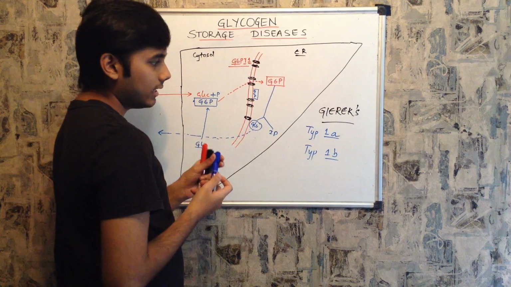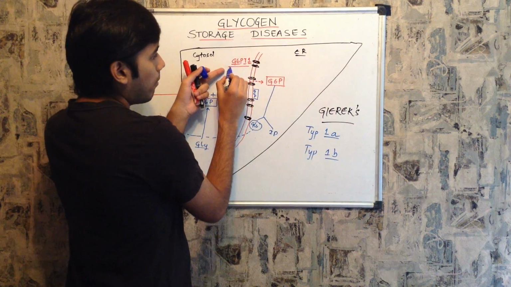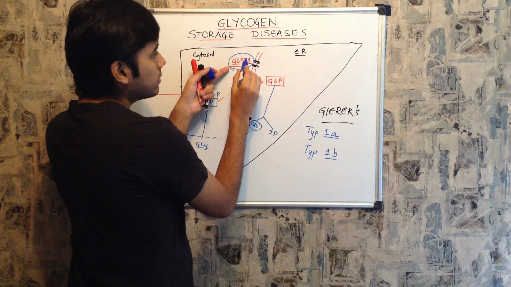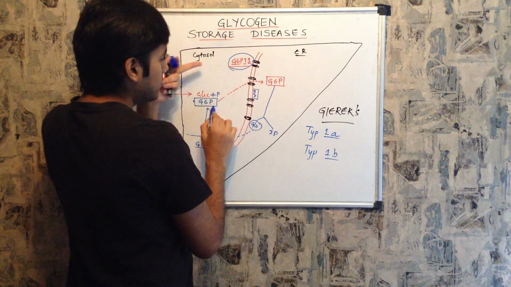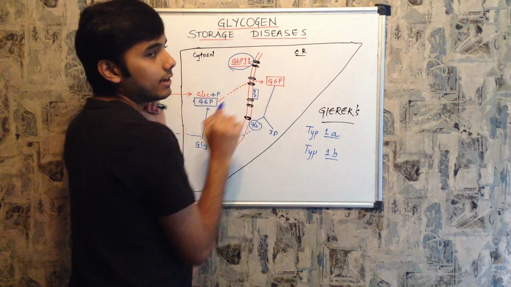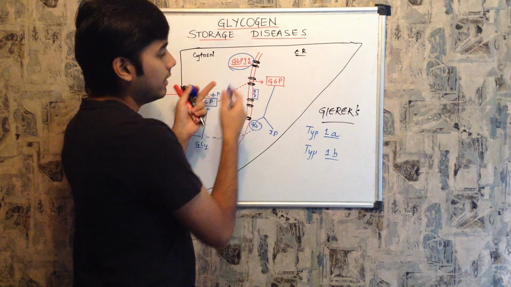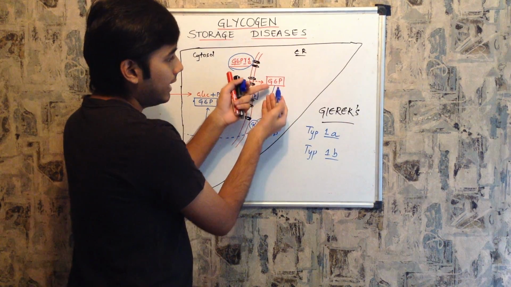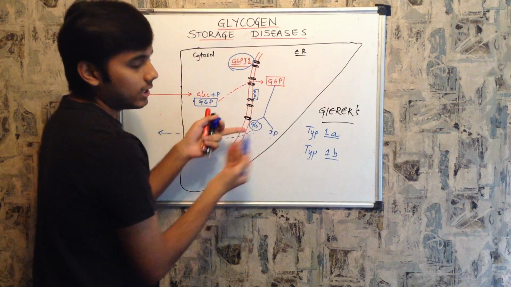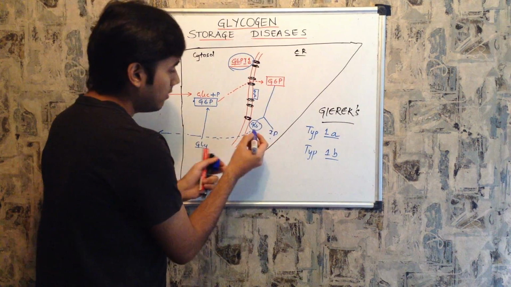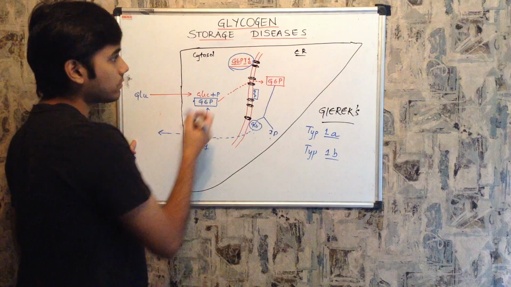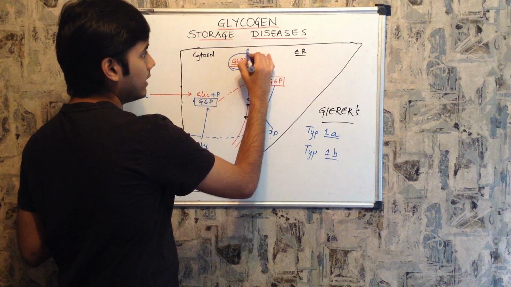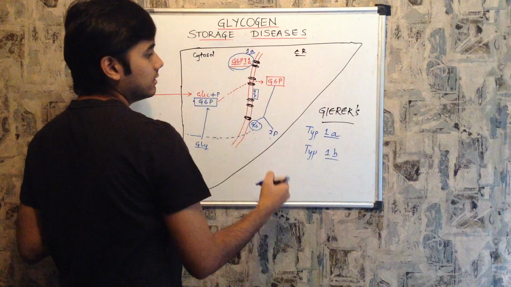What is type 1A Gyrke's disease? If there is a problem with this glucose 6 phosphate transferase protein number 1, then obviously glucose 6 phosphate will not enter into the endoplasmic reticulum. When it does not enter into the endoplasmic reticulum, it cannot be converted into glucose and inorganic phosphate, and there will be no longer supply of glucose from the liver into the bloodstream. So this is type 1A of Gyrke's disease.